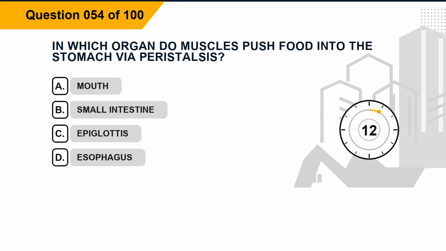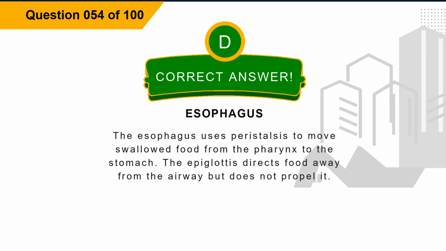Question 54. In which organ do muscles push food into the stomach via peristalsis? Option A, mouth. Option B, small intestine. Option C, epiglottis. Option D, esophagus. The correct answer is option D, esophagus. Explanation: the esophagus uses peristalsis to move swallowed food from the pharynx to the stomach. The epiglottis directs food away from the airway but does not propel it.